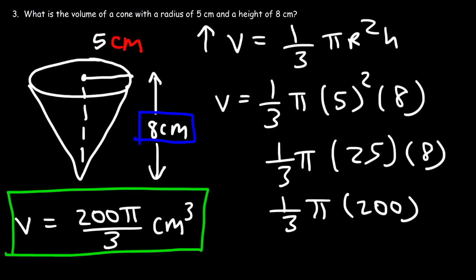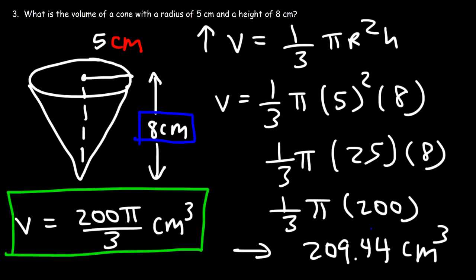So now let's convert this into a decimal. So 200 pi divided by 3 is the same as 209.44 if you round it, cubic centimeters. And so you can report your answer like this if you want to, or like this.